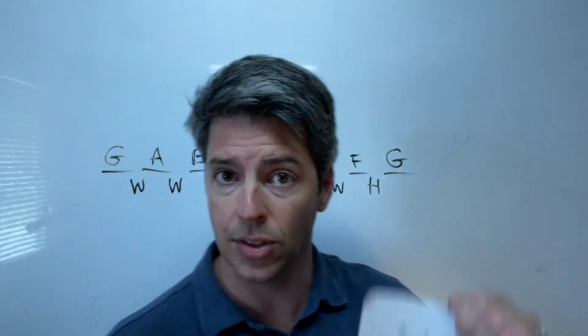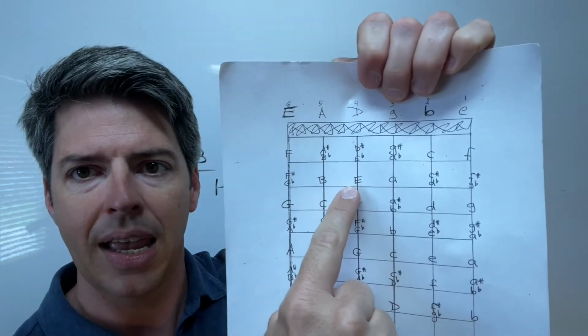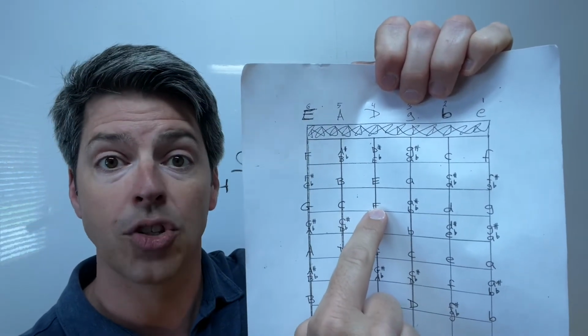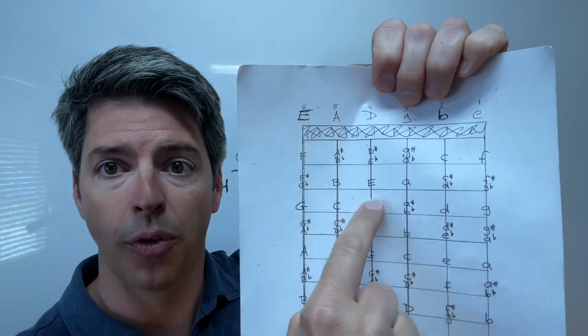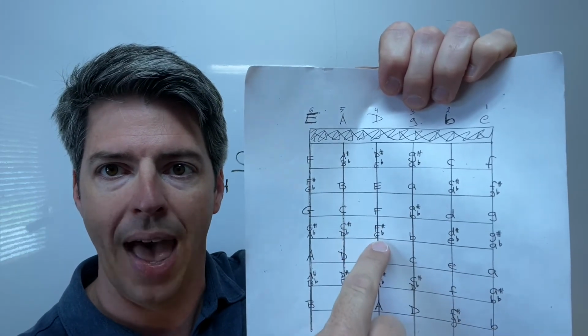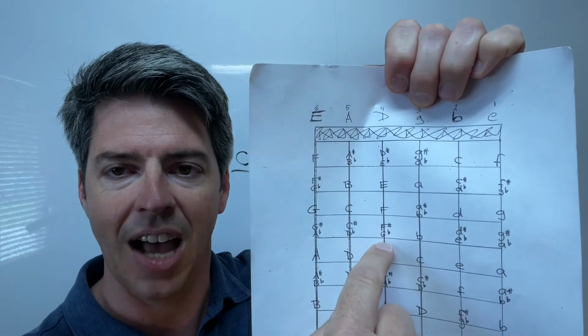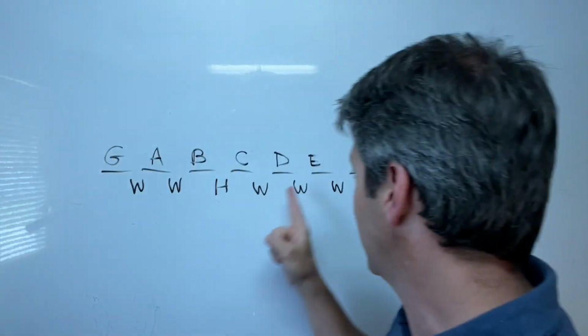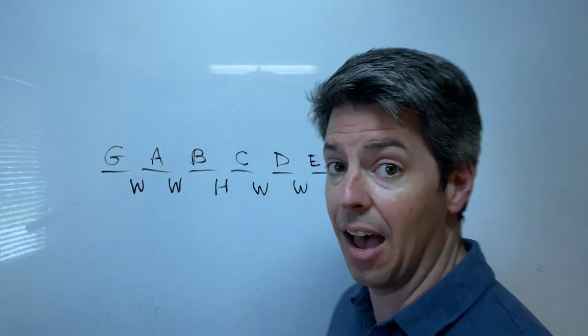Now, E up to F, is that a whole step? Now, a whole step is 2 frets, so let's check it. We're on E, E up to F. Uh-oh, that's just 1. So you need to go up 2 for a whole step. E up to F, 1, 2, F sharp. Notice it's not G flat, it's F sharp. See? You can't use G flat, it's F sharp.